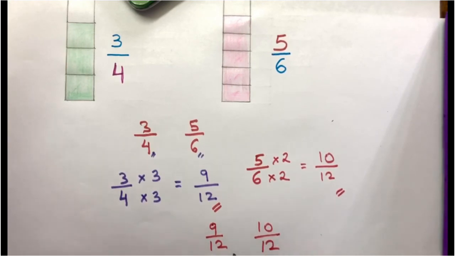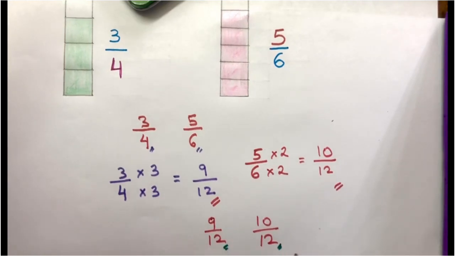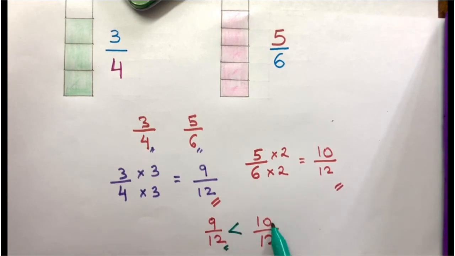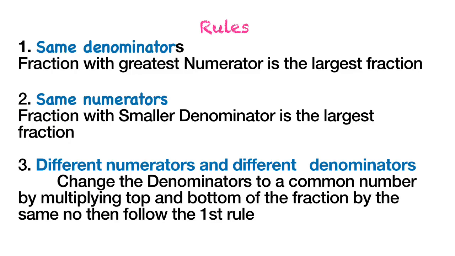So now you can see both the denominators are same. If both the denominators are same, we check the numerator. Whichever numerator is bigger forms the largest fraction. So 9 and 10, 10 is bigger. So this is the larger fraction. So that means if this is big, this is less. 9 by 12 is less than 10 by 12. Let's review the rules.